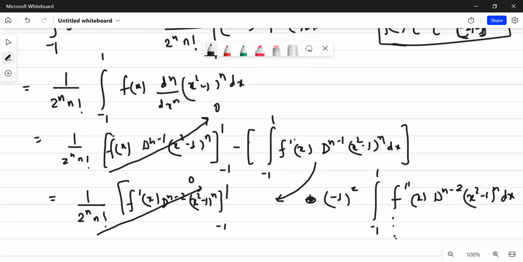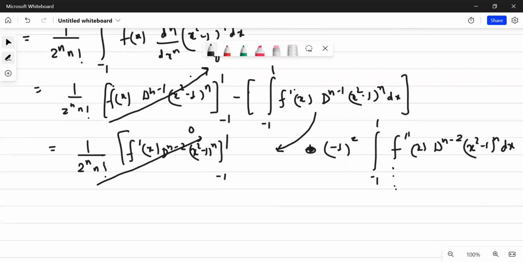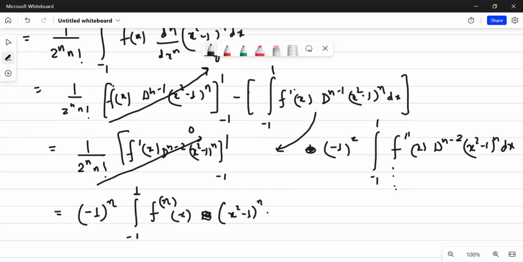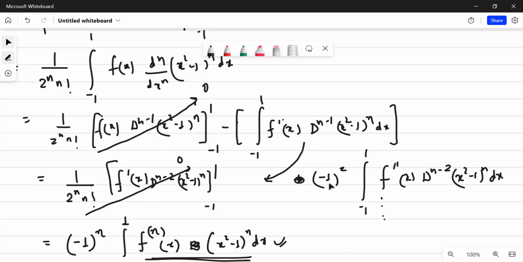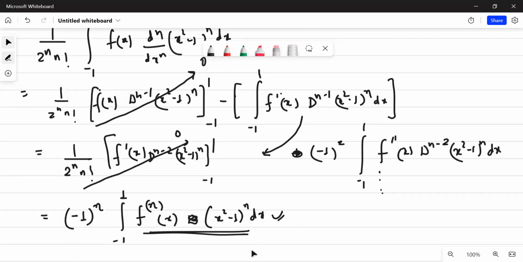Is that clear? And continuing likewise, what you'll get is (-1)^n integral from -1 to +1, and then you have the nth derivative of f, and then you have the 0th derivative, so I'll not write it, I'll write (x² - 1)^n dx. Is that clear? Did you understand this? I have done this before, look carefully. And here I had told you that wherever you put f(x) as Pn(x), what will it be? It will be the integral from -1 to 1 of Pn²(x) dx, which will be equivalent to writing the nth derivative of (x² - 1)^n dx, and this is the quantity. Eventually we found that.